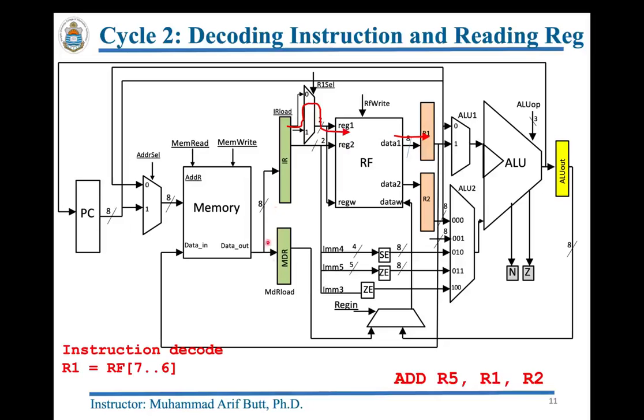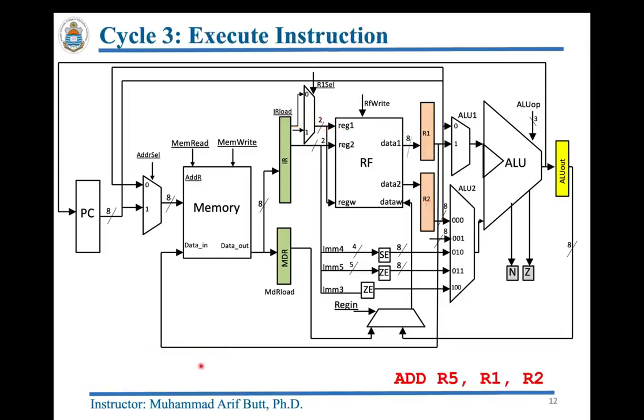Well, since both the source operands of this add instruction are registers, some bits of the instruction will be sent to the register file to read the first operand, which will be placed in R1. And similarly, some bits of the instruction will also be sent to the register file to read the second operand, which will be placed in R2. So at the end of the second cycle, the temporary registers R1 and R2 are loaded with the operands. And this is the RTL shown over here. And what happens after cycle 2 depends on the actual instruction.